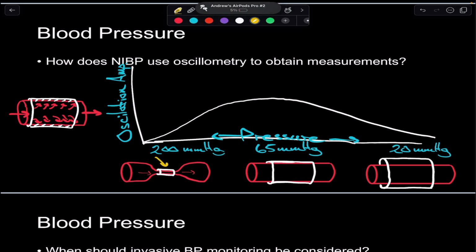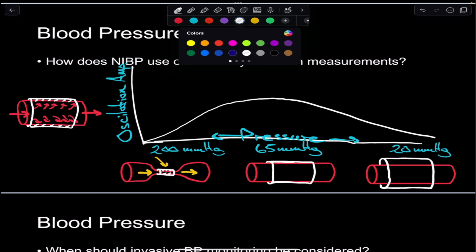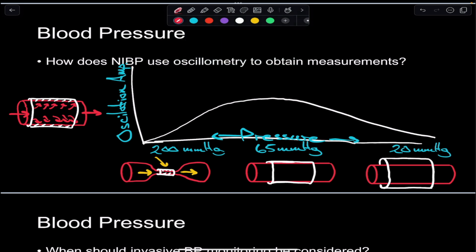Now you can imagine, because it's so tight and clamped down, there's very limited blood that can actually flow through the artery like this. There's not very much. So because there's reduced flow, the sensors in the blood pressure cuff pick up a minimal or very small amount of oscillations occurring through that artery.